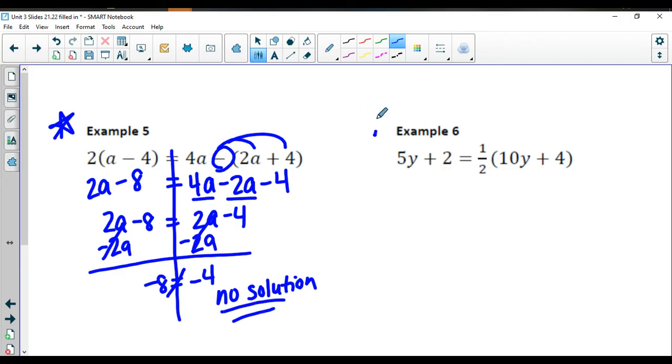Go ahead, take a look at example number 6. It looks like on the right side, you're going to be distributing. Find out, do you have one solution? If so, tell me what y equals. Is it infinite solutions or no solutions?